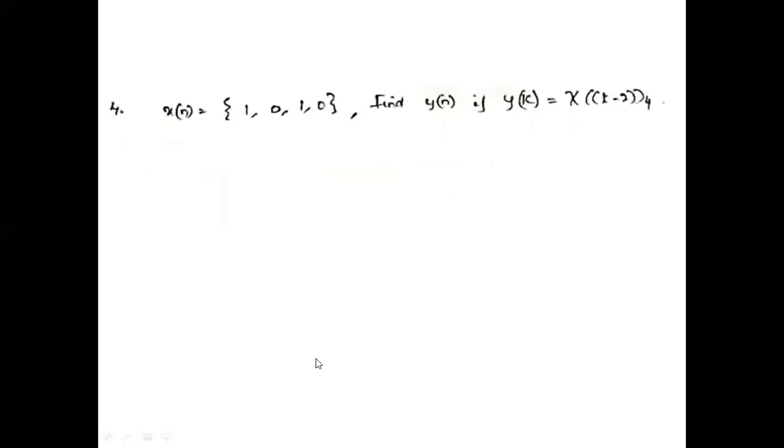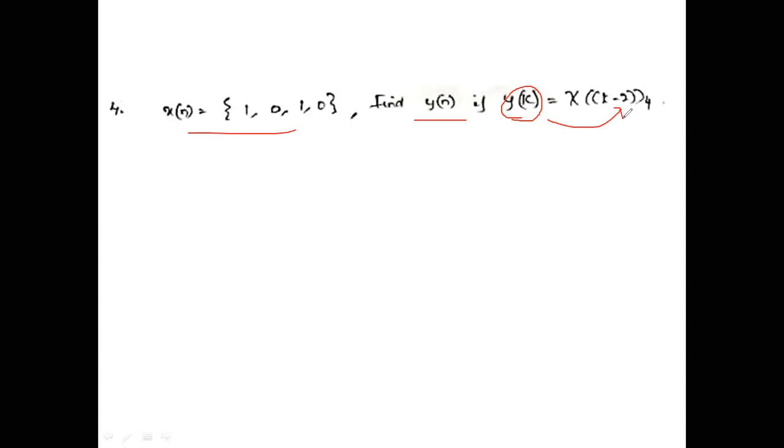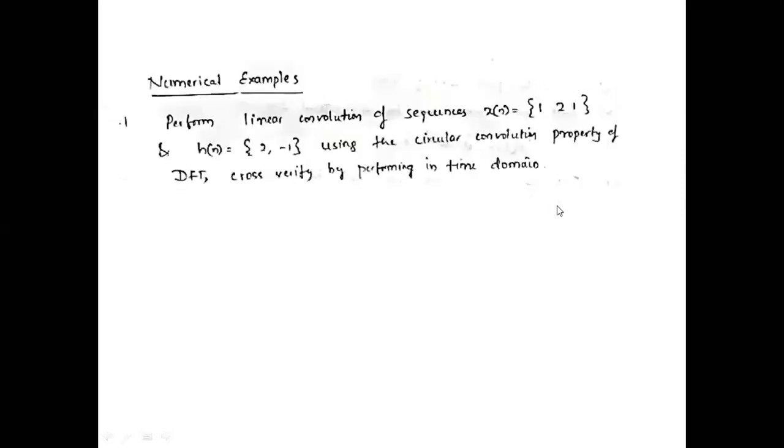Next, what is this? Now there is one more. Given x of n, he wants us to find y of n. It is the IDFT of y of k, which is x of k shifted by a certain factor. So can you guess what is y of n? Shift in the time domain was multiplication by an exponential in the frequency domain. Shift in the frequency domain is multiplication by an exponential in the time domain.